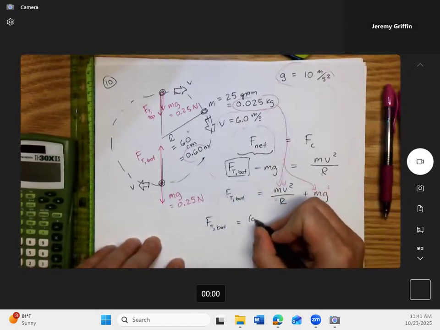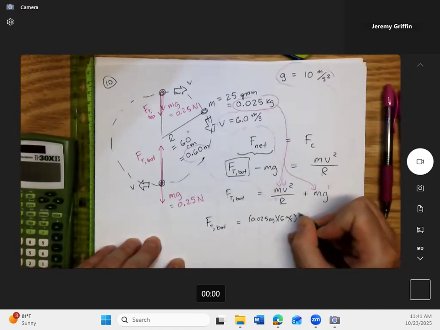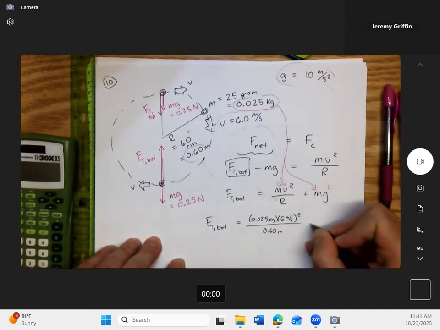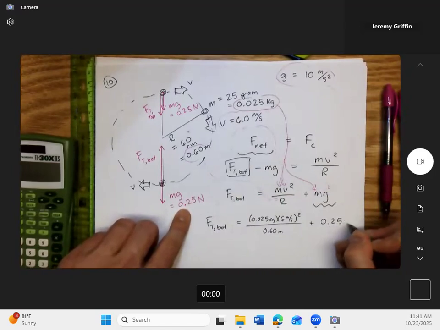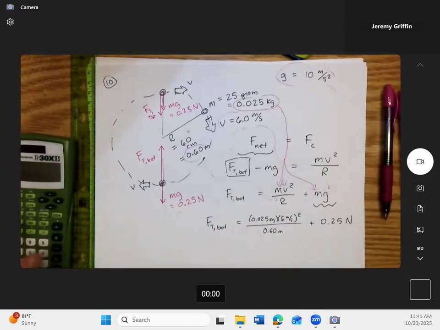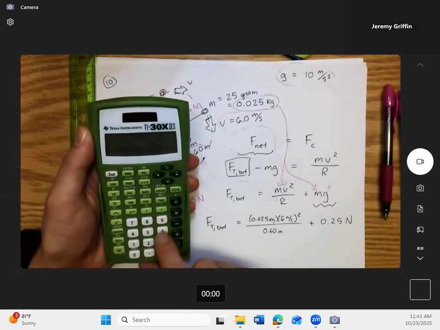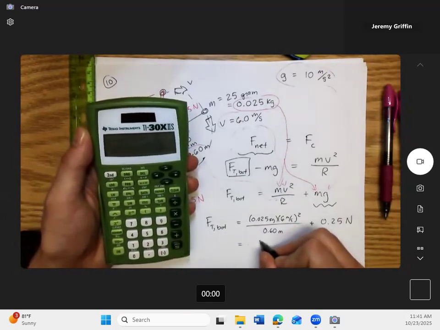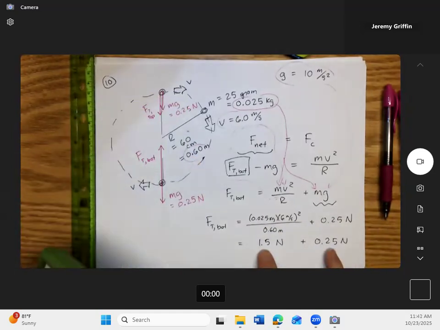So 0.025 kilograms times 6 meters per second, square that, just the speed, divide by 0.60. I know I've got tiny font going on, but basically, oh, actually, no, I know what mg is. It's this right here, 0.25 newtons by itself. That's that. Okay, so plug that in. We get, yeah, might even have a little more space. So this is actually 1.5 newtons plus 0.25 newtons. Okay. And actually by doing that, you can pretty quickly see what is the tension compared to the weight.